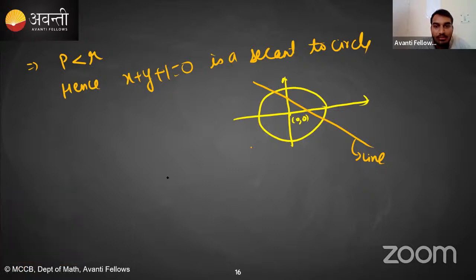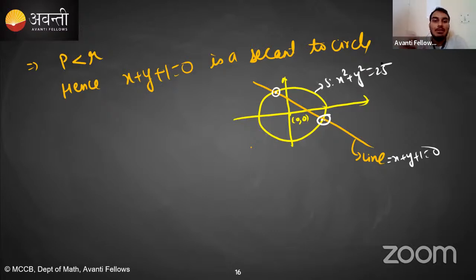you can see that these 2 points are lying on both the line and the circle, right? So these 2 points satisfy both line and circle. It implies if you solve this line, which is x plus y plus 1 is equal to 0, and this circle, which is x square plus y square is equal to 25, you should be able to get 2 values of x. Is that clear?